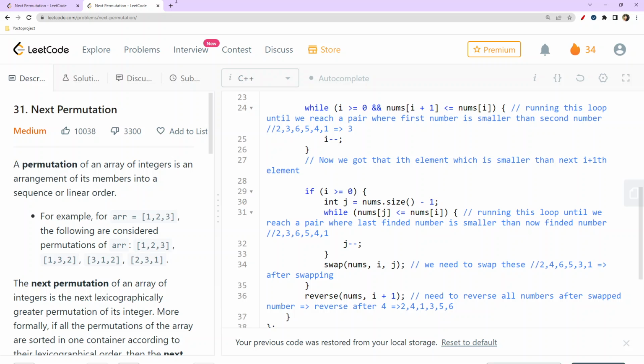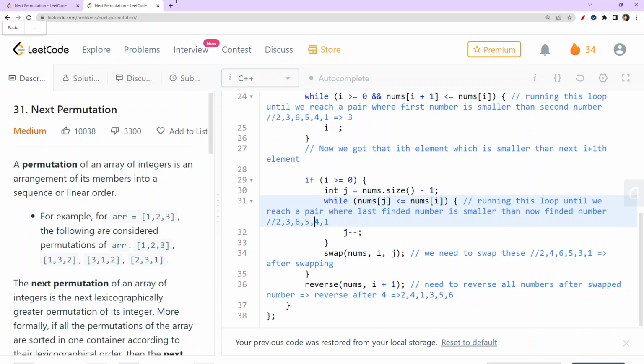And then we will again be traversing from back towards the front. This is for the case that we want to find the number with whom we are required to swap. So we run this loop until we reach a pair where the last found number is smaller than the now found number, right? So here this 3 was the number and now we are required to find that particular number, so we found that as the 4, right? So here we would have this index and now we are required to swap it. So now we swap them and a new array would be something like this, that is, 4 and 3 are being swapped, right?